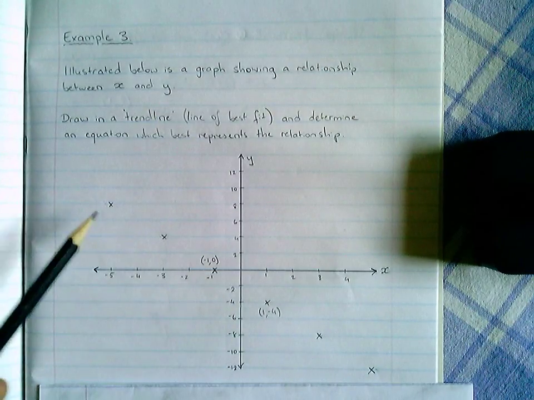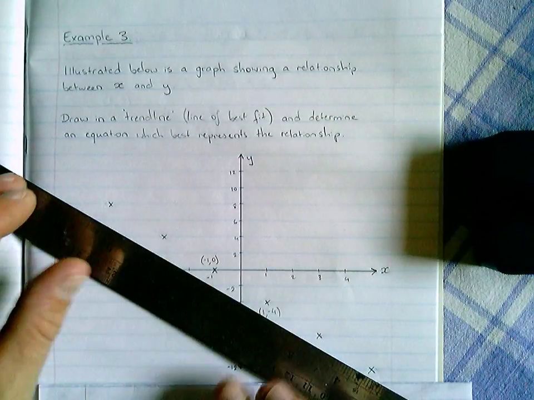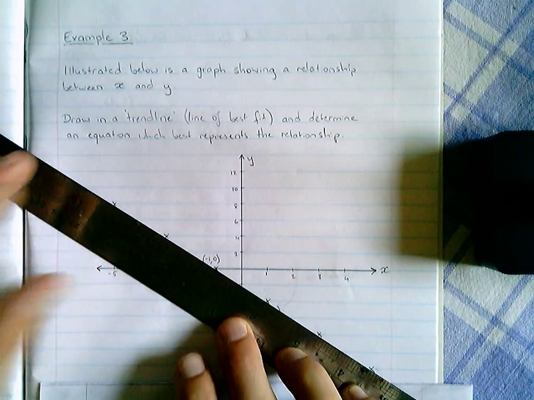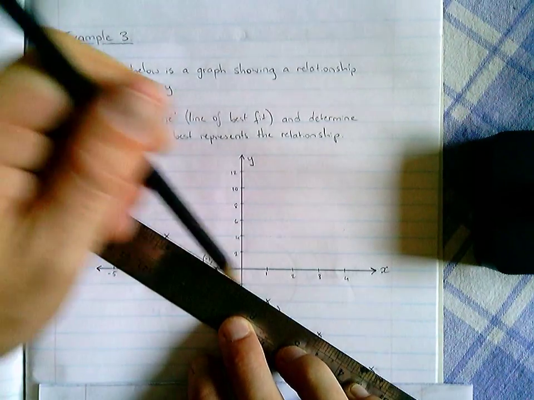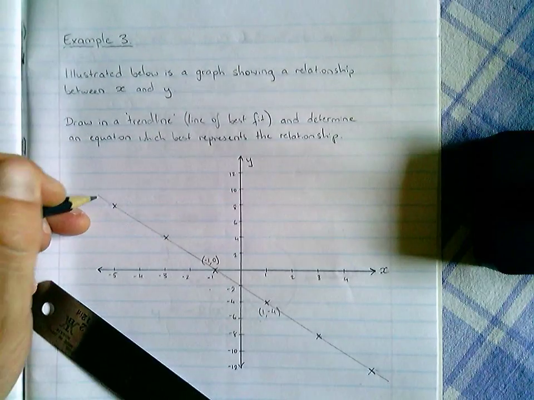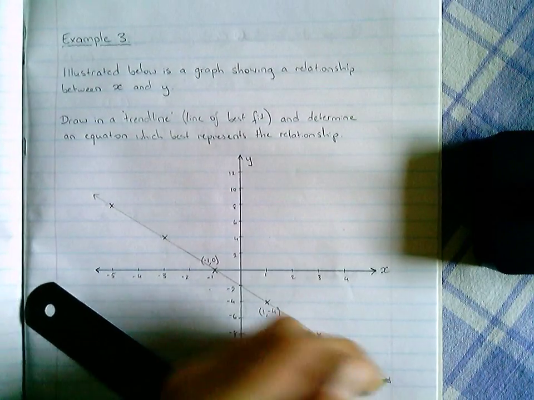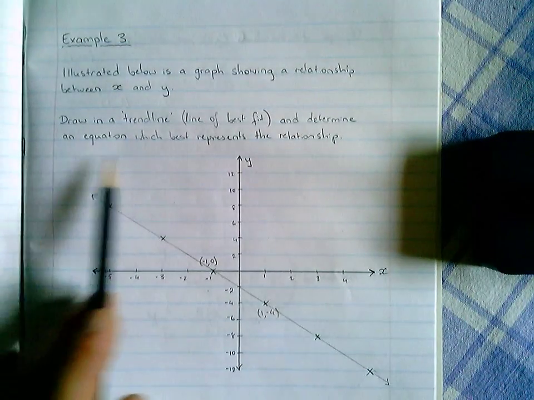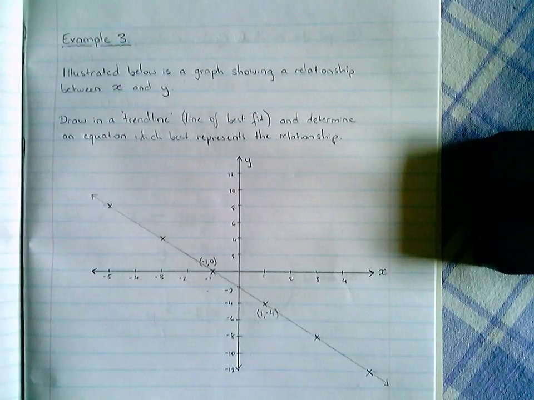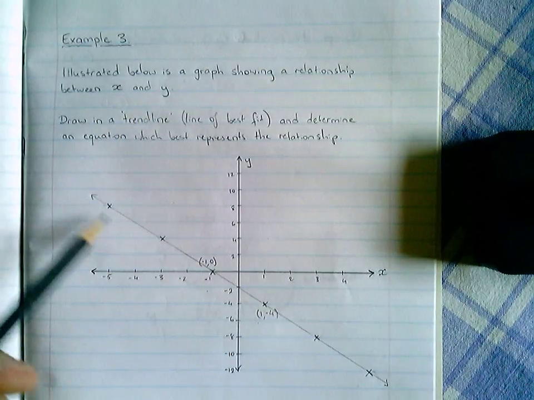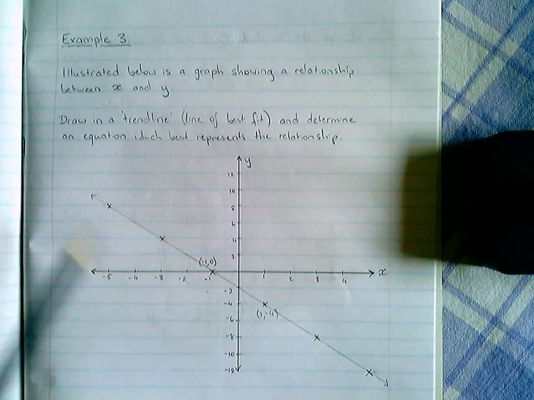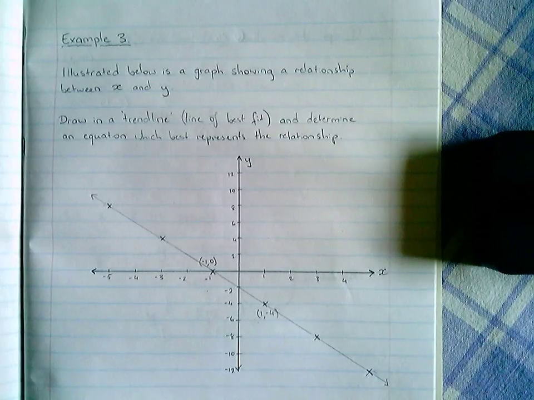Now fortunately all of these points fall right on a straight line, or should do, or won't be very far off. So if I draw a straight line through, I often like to put little arrows on the end to suggest that that function goes on. So there's my trend line. It's then suggesting that we need to determine an equation which best represents the relationship between x and y, which is represented by that line which we just drew in. So we're going to have to calculate the equation for this line.